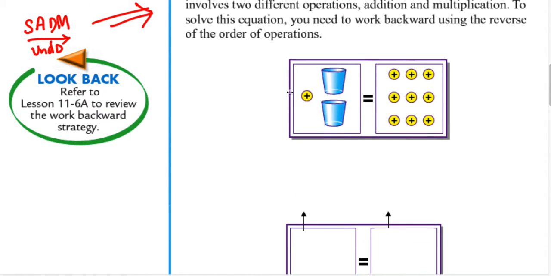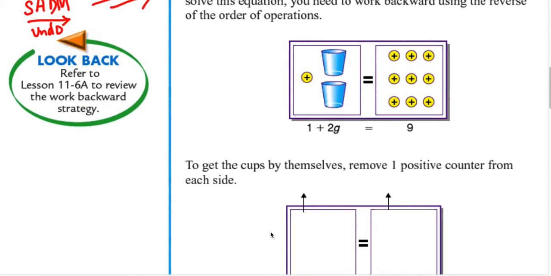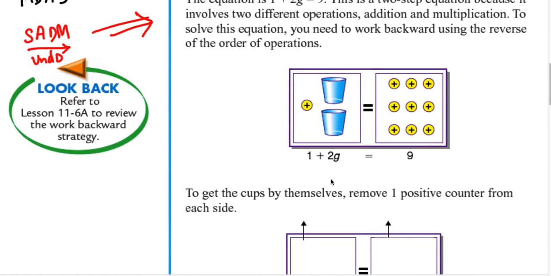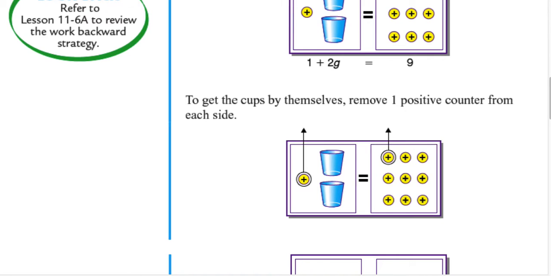First things first, we need to undo the addition. That means we need to undo 1 before we undo multiplication. This is your addition and this is your multiplication. So we undo 1 by subtracting 1. To get the cups by themselves, we remove 1 positive counter from each side. Just like any other equation, our objective is to isolate 1 cup and see how much 1 cup can hold. To isolate 1 cup, we need to remove 1 positive counter. So we subtract 1 from each side of the equation. That is basically step number 1.